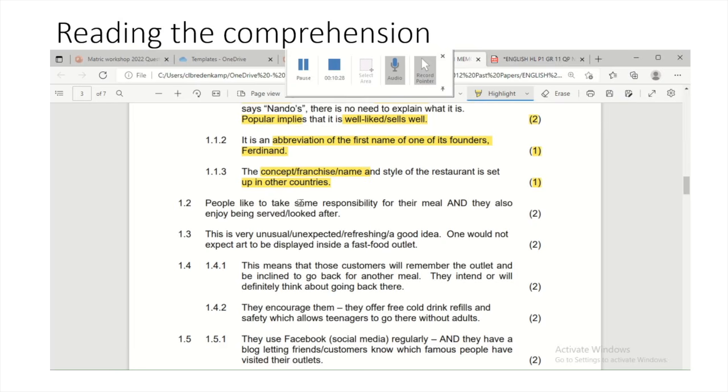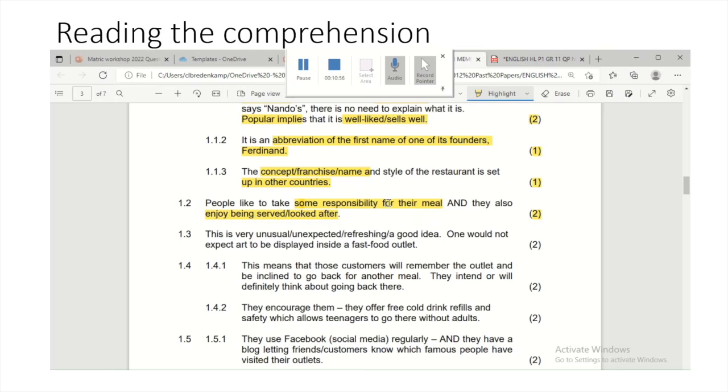People like to take some responsibility for their meal and they enjoy being served and looked after. Okay, this is very important because here, let's have a look at the 2 marks. I address the fact that someone's responsibility is given to our customers, that they need to be able to get their own sauces, their own soft drinks and things like that, but they also like to be served.